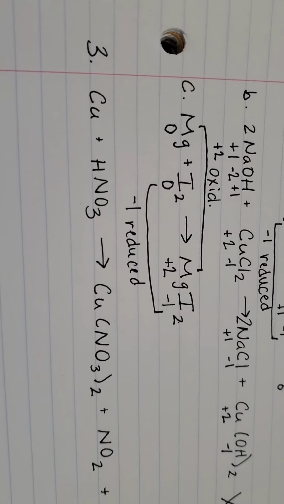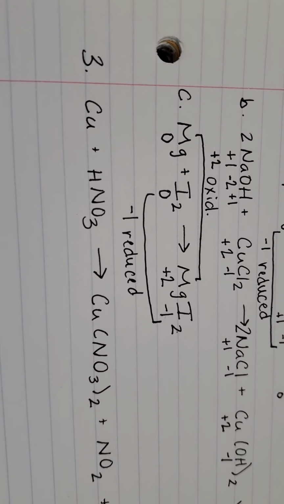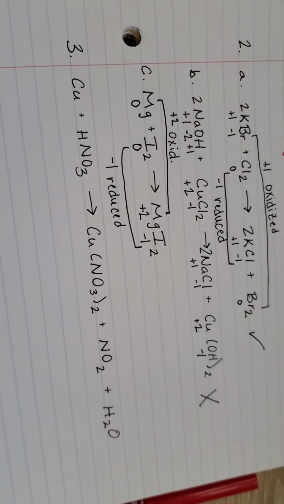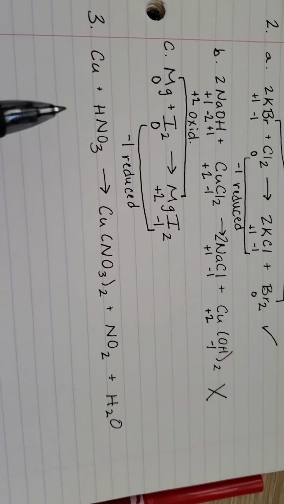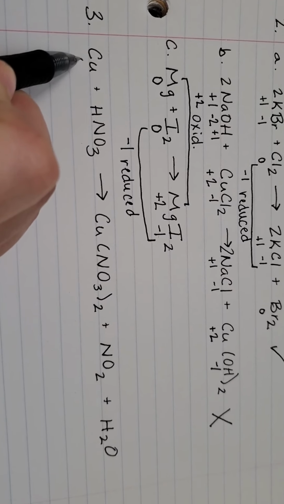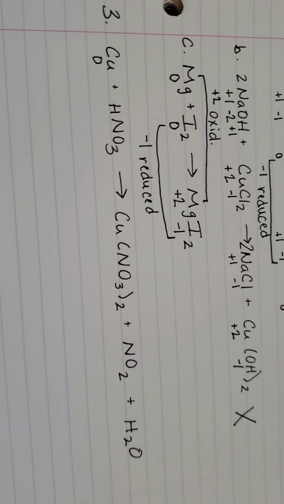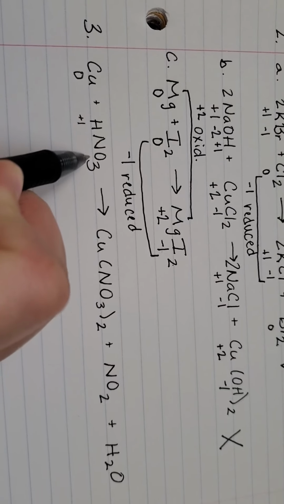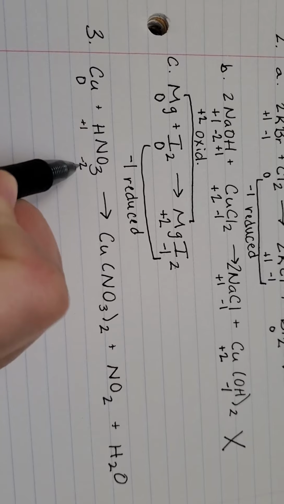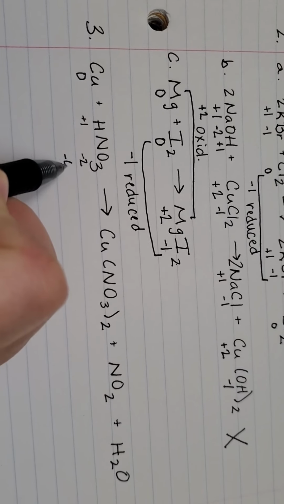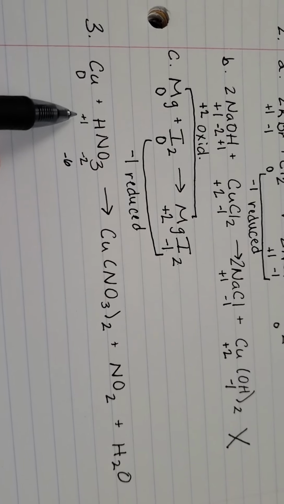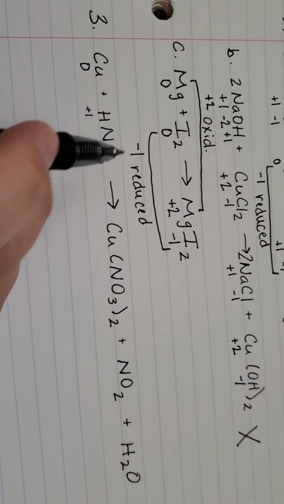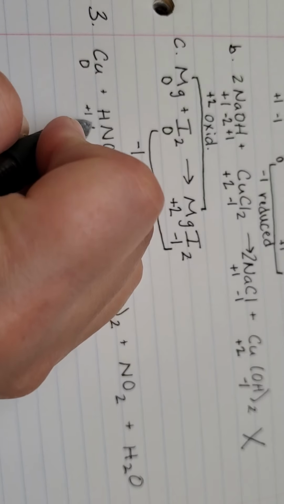So for this one, it says balance the following equation using the oxidation number method. So we're going to do the exact same thing that we were doing up here. So copper is by itself, so 0. And then we know hydrogen is +1. Oxygen is -2. There's 3 of them, so it has a total weight of -6. And with that +1, we're at -5. This whole thing is neutral, so that nitrogen must be +5.